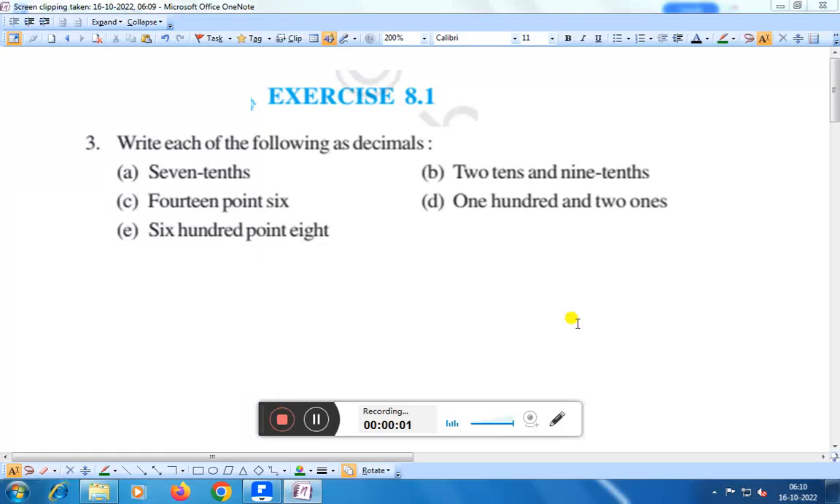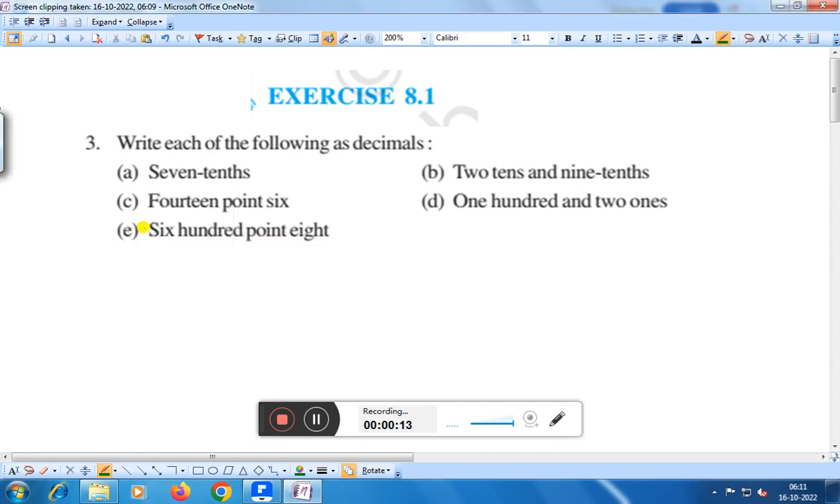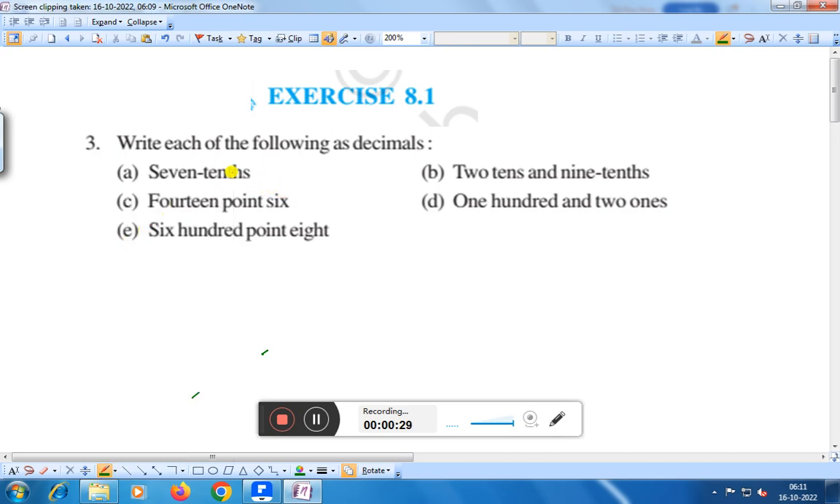Hello everyone. Today we shall discuss exercise 8.1 question number 3. Write each of the following as decimal. Question A is 7/10. You have to write it in decimal. Therefore you see 7/10 means 0.7. That means the place value of 7 is tenths, 0.7.